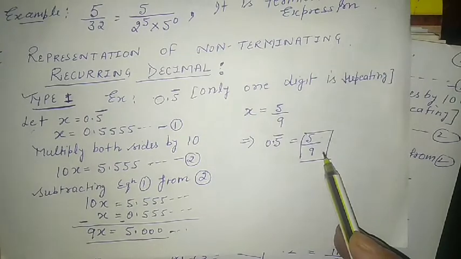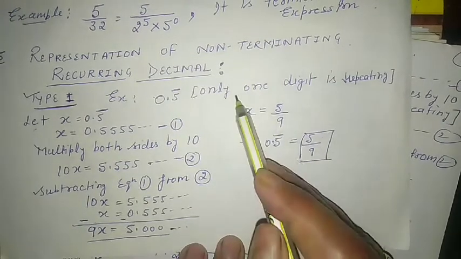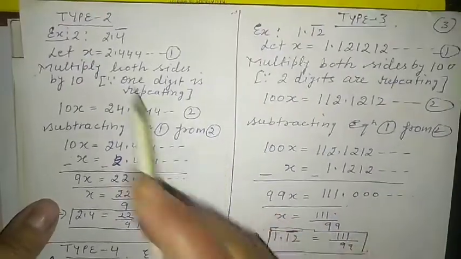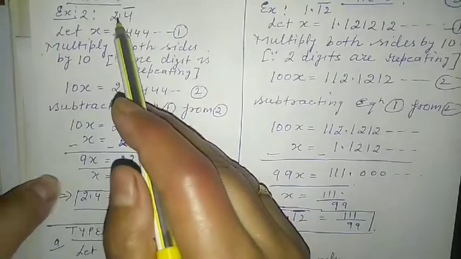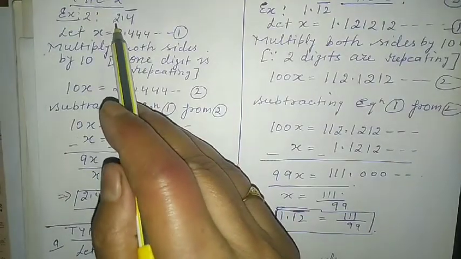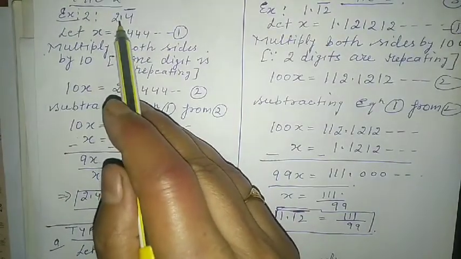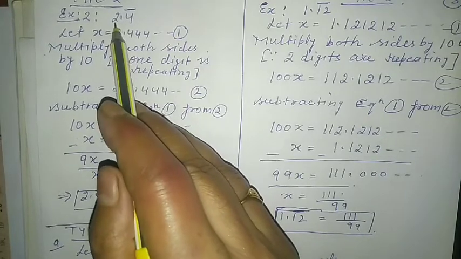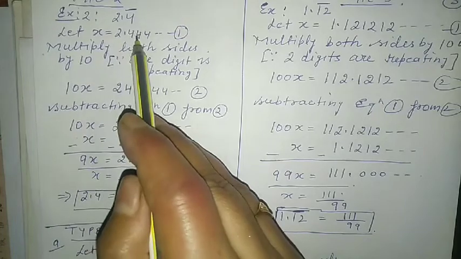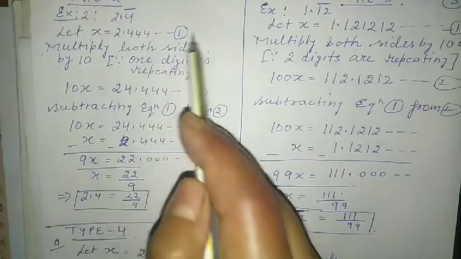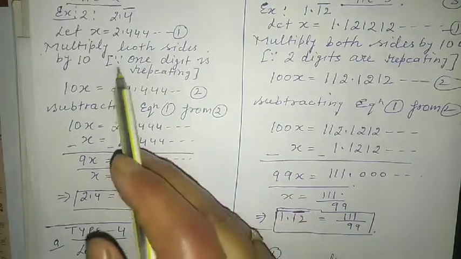So this was type 1, where only one digit is repeating. Now type 2 is here: 2.4 bar. In the first question we had 0.5. Now this time we are having 2.4 bar. So let x equal 2.444 and so on. This is the first equation.